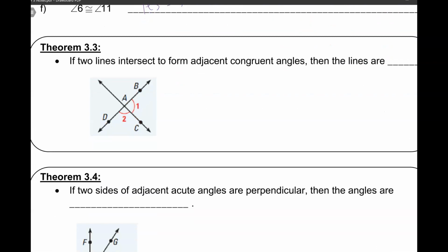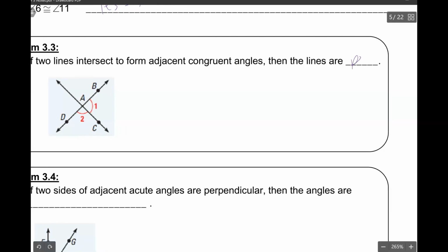Alright, if two lines intersect to form adjacent congruent angles, then the lines are perpendicular. So I could say if angle 1 is congruent to angle 2, then line AC is perpendicular to line BC. I have two angles that are formed by intersecting lines, and those two angles are next to each other. They're adjacent and they're congruent. The only way this could happen is if the two lines are perpendicular.